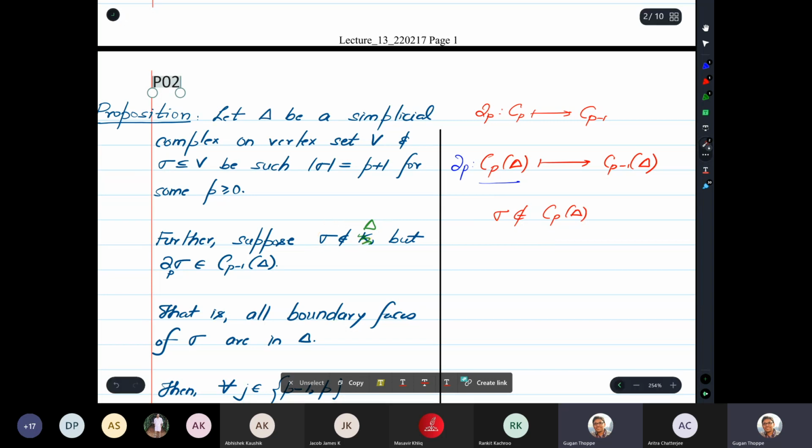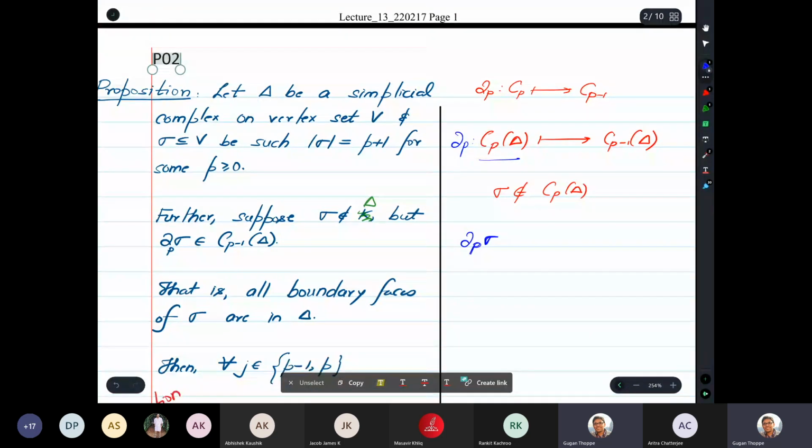So the first question that must arise in your mind is, how then can we define this del p of sigma? Well, that is a valid question. Since sigma does not belong to Cp of delta, one directly cannot talk of del p of sigma. Nevertheless, let us imagine what del p of sigma to be. So let's say sigma is made up of v0 to vp, right? So I will imagine del p of sigma to be, although I cannot apply del p to sigma because sigma does not belong to Cp of delta.